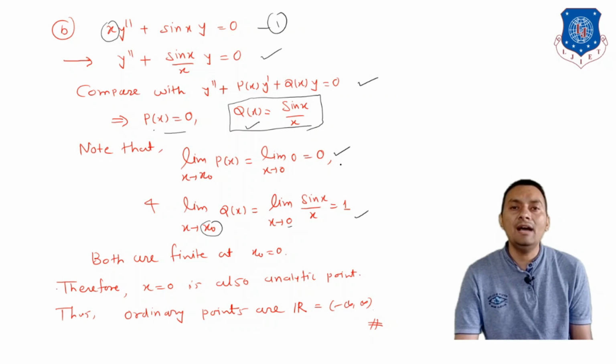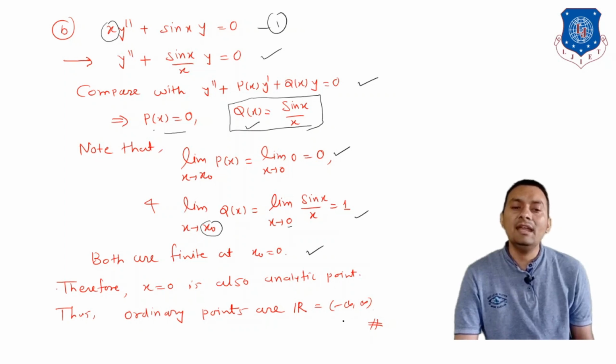That means what we have obtained is that both the functions are finite quantities at x equal to 0. And therefore we are saying that this function p of x and q of x are also analytic at x equal to 0. What does that mean? This function has the ordinary point x0 equal to 0, but except for this point also it is going to be an analytic point, as you can see.